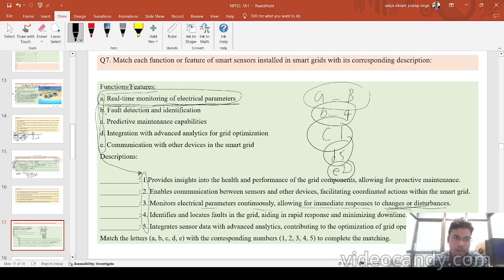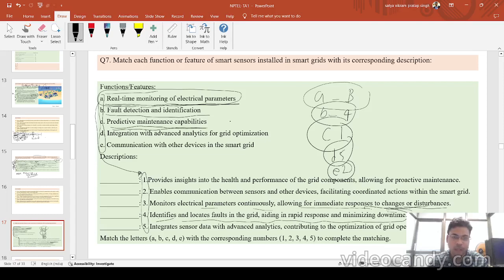Coming to the B part, that is the fault detection and identification. Answer given is 4. Identifies and locates faults. That is correct. Identifies and locates faults in the grid, aiding in rapid response and minimizing the downtime, because you have immediate response. C part, predictive maintenance capability.